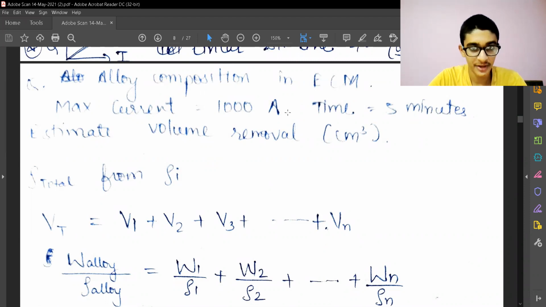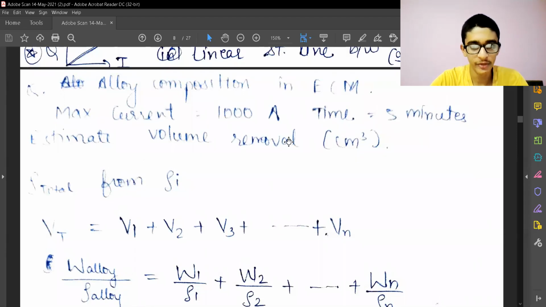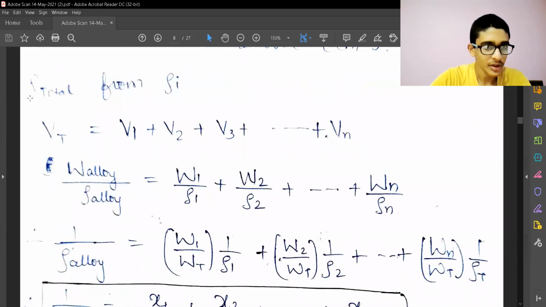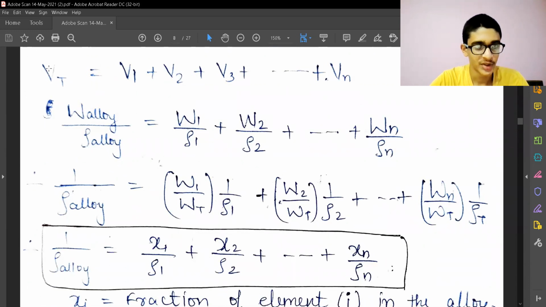The maximum current is 1000 ampere. The time is 5 minutes. And we need to estimate the volume removed. So we want to find the rho total, or rho average, or equivalent density, from the individual densities which are given. So this is the process we have to use.